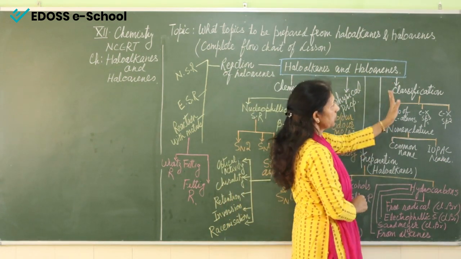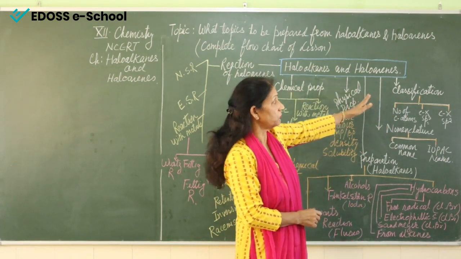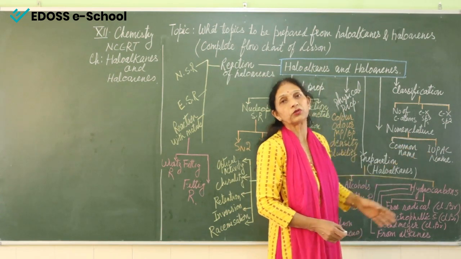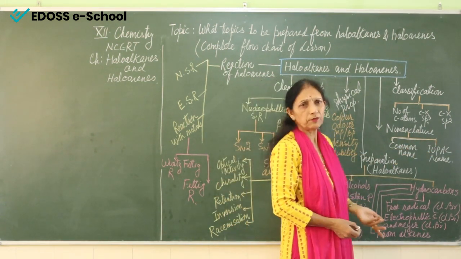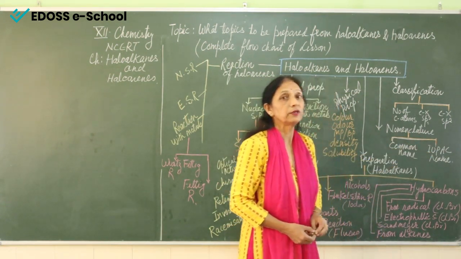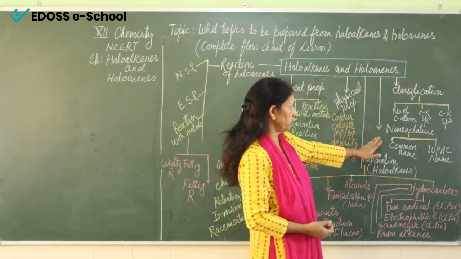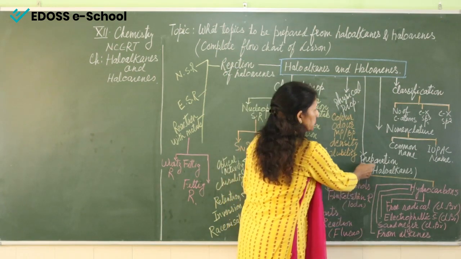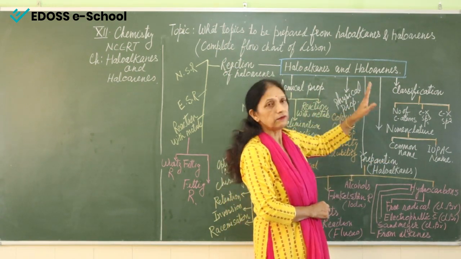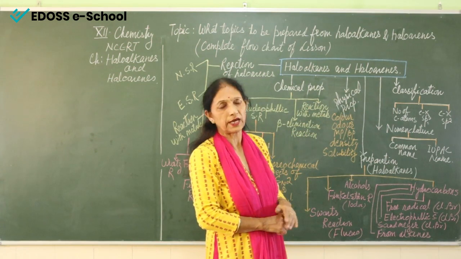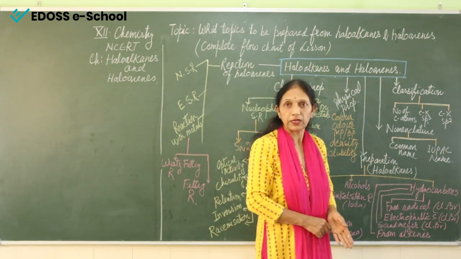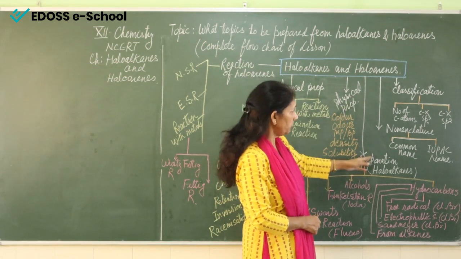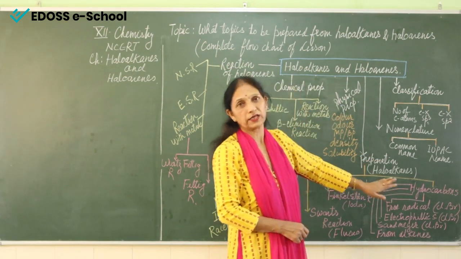Now after classification, the second topic is nomenclature, how to name them. Naming depends on 2 types. First is common name and second is IUPAC names. Now the third topic of this lesson is preparation. Now we are able to understand the classification of haloalkanes and haloarenes, and we are able to name them, their nomenclature. Now how to prepare. First we have to do the preparation of haloalkanes.